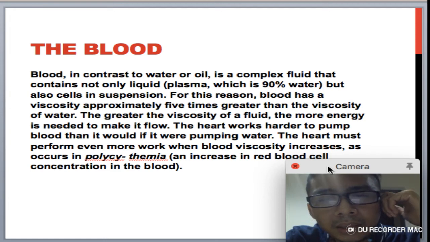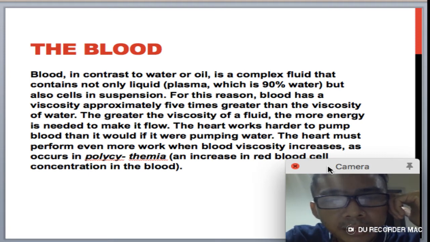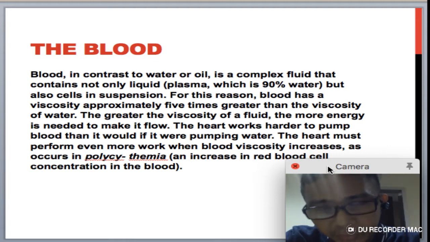As occurs in polycythemia, or an increase in red blood cell concentration in the blood. So that is one example of viscosity abnormality in your body, polycythemia.